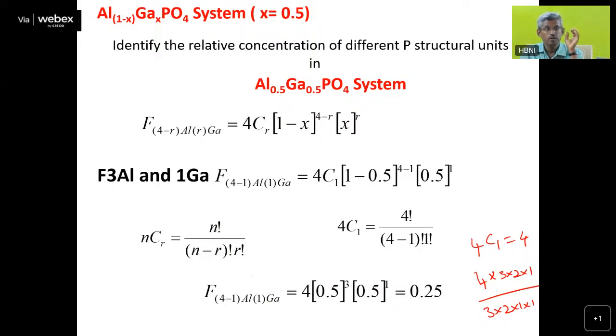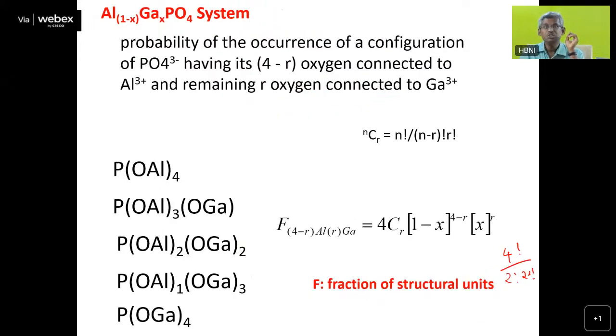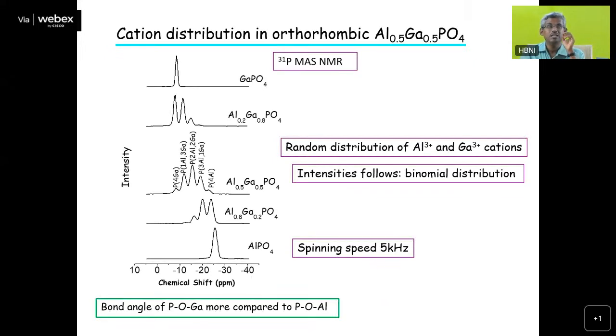But when the ratio is different, how are those distributed? That is why I have shown here: 50-50 is okay, you get it very easily. The moment you have a ratio like 80% aluminium and 20% gallium, or a ratio like 20% aluminium, 80% gallium, the ratio changes. There also we can use this binomial expression very well and get the intensity pattern. That also follows a binomial distribution.